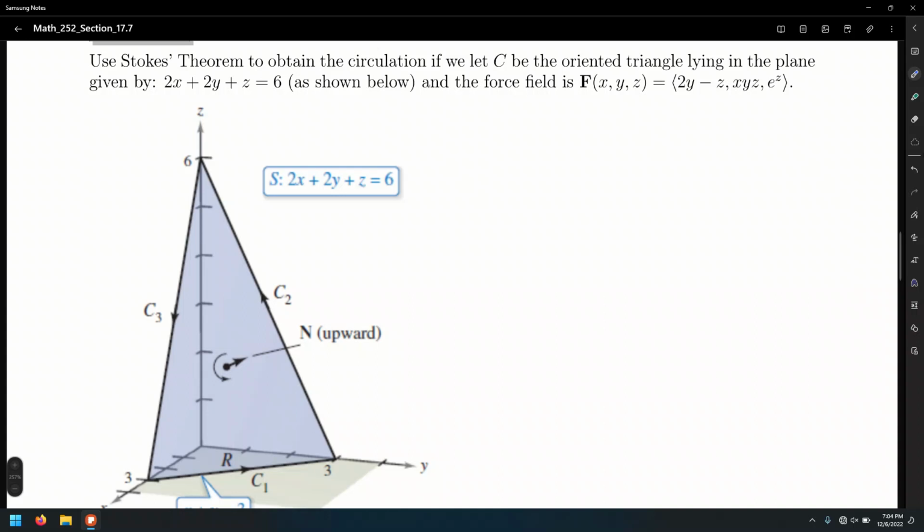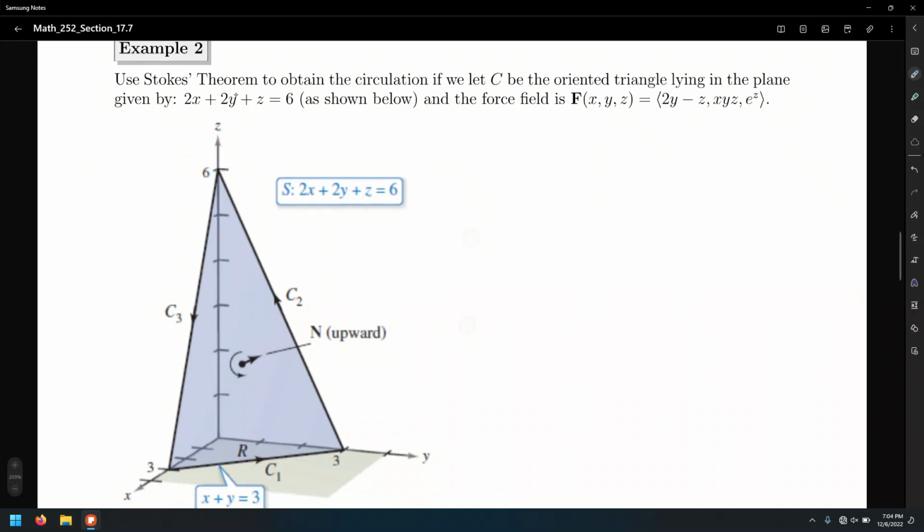Well, now think about this. If we were to parameterize C1 and then C2 and then C3, which we can, that's just going to take forever to do. But in this case, instead, we can use Stokes' theorem, evaluate the surface integral, which is a double integral, and it's going to take a lot less work than parameterizing 3 different paths. All right. So let's see.